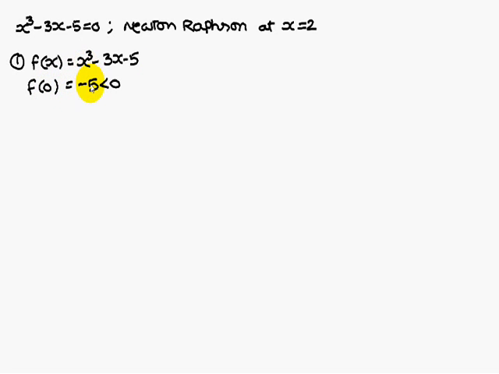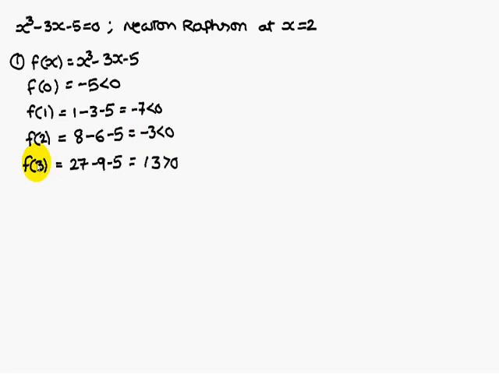x substitute 0, you are going to get minus 5, which is a negative value. If you substitute in place of x1, you are going to get minus 7, which is also a negative value. If you substitute in place of x2, you are going to get minus 3, which is also a negative value. In place of x you substitute 3, you are going to get 13, a positive value.